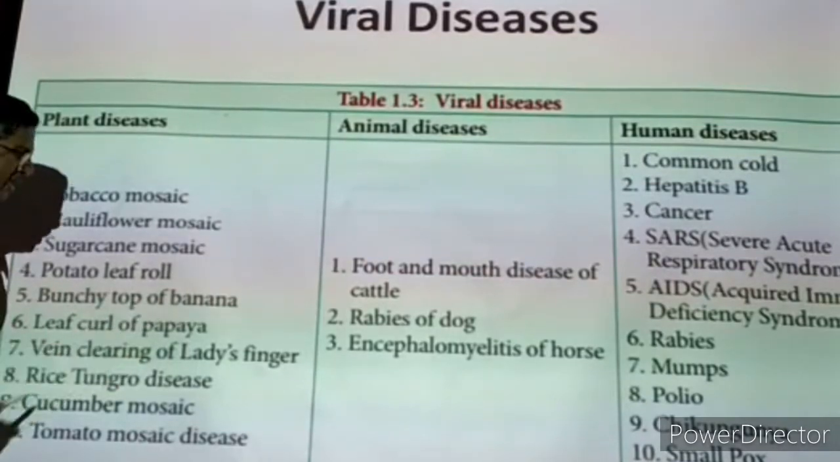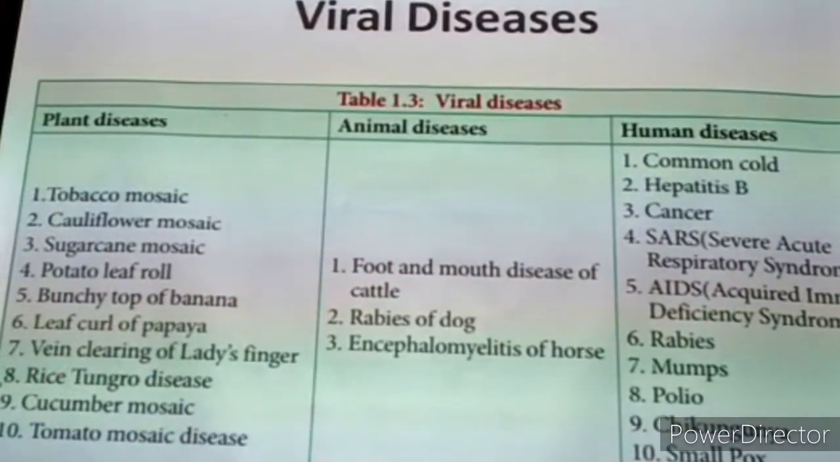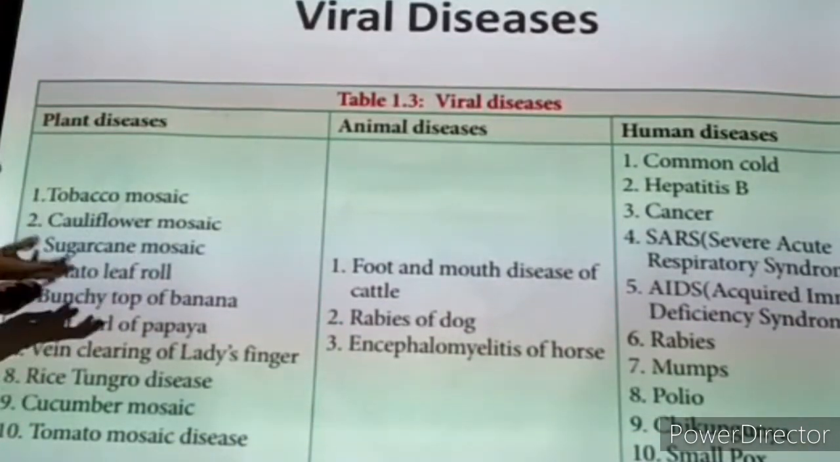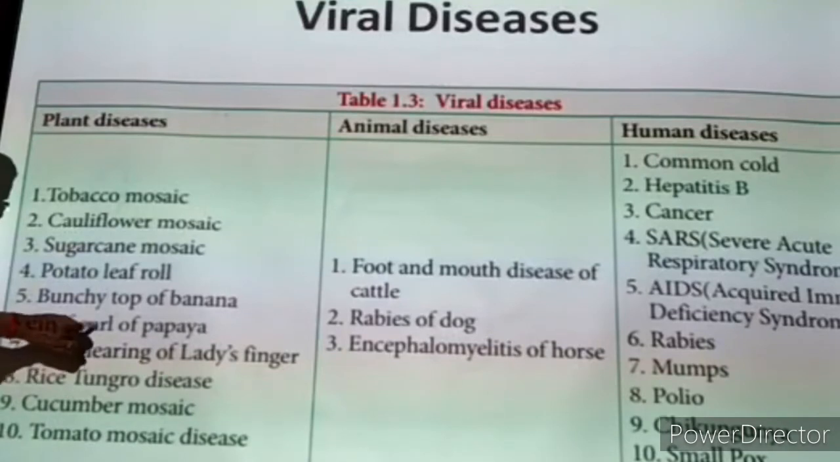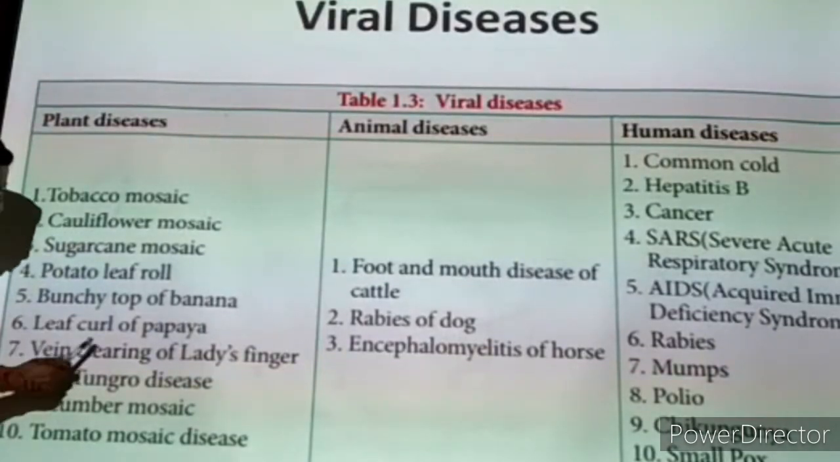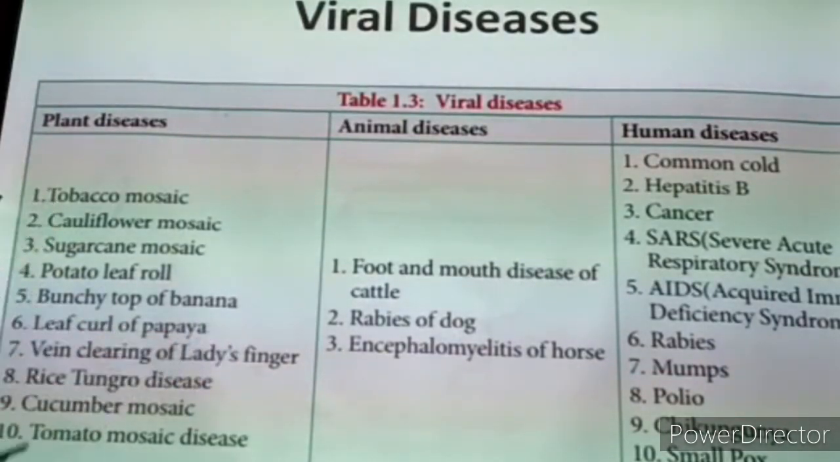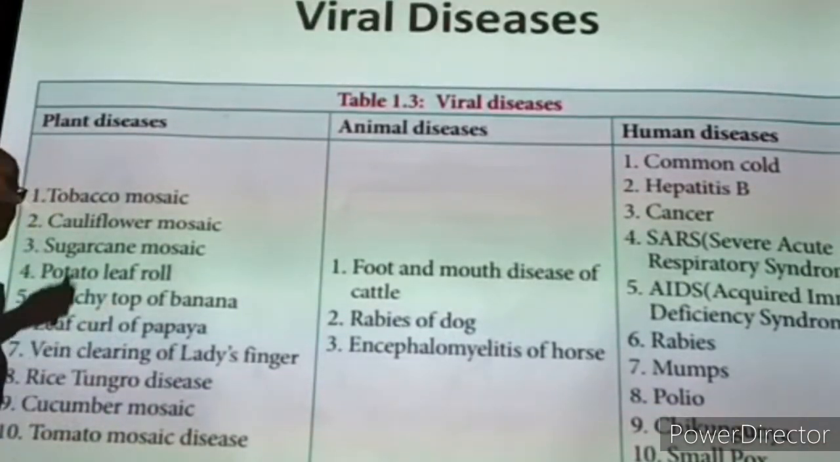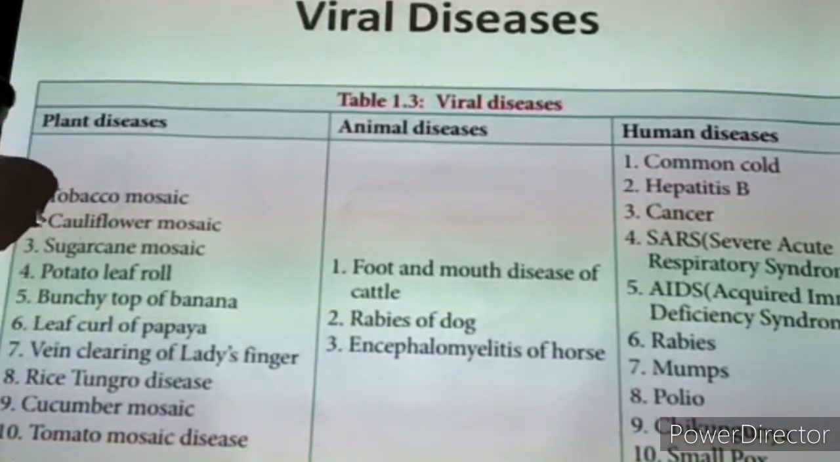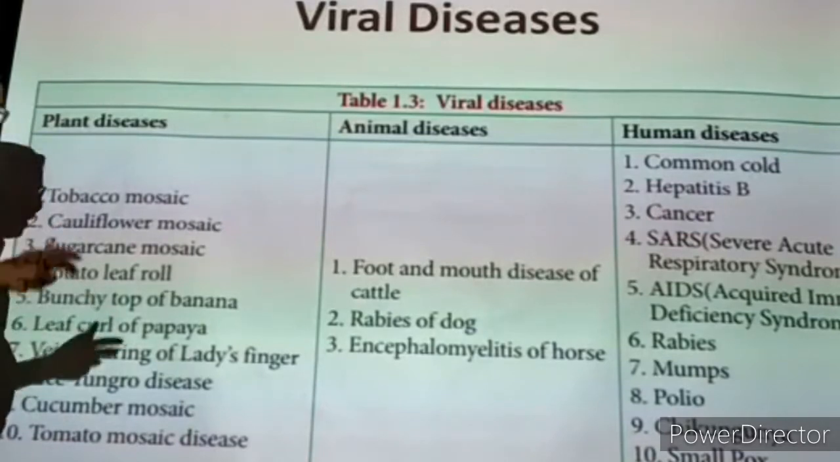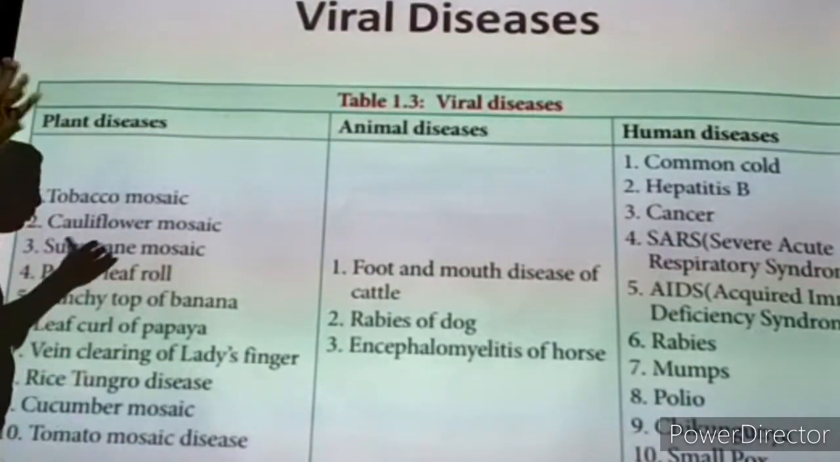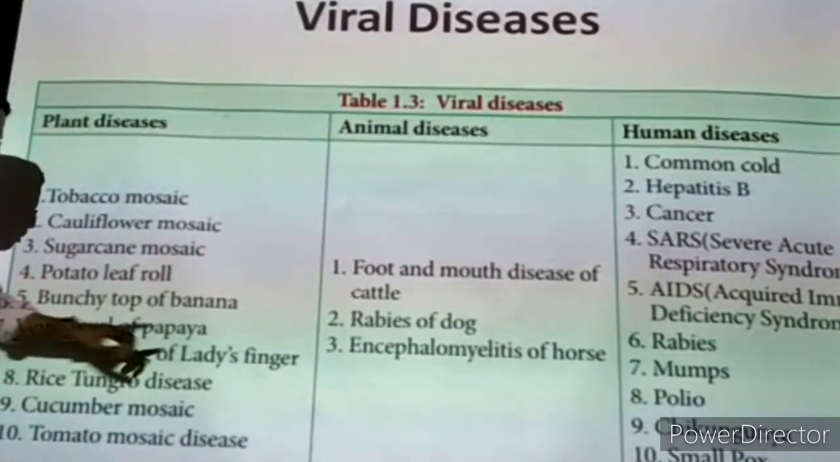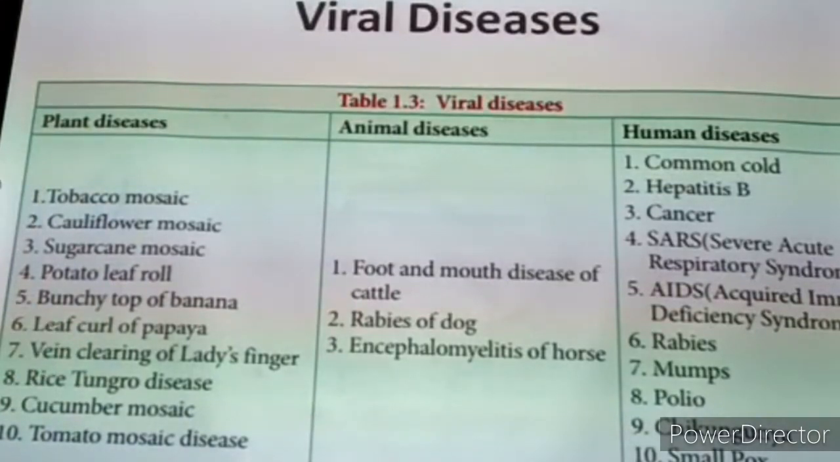Leaf curl of papaya. Curl means folding. Even though the papaya leaf is broad, the leaves will be completely curled, as a result of which food will not be produced. Vein clearing of lady's finger. Lady's finger is a vegetable plant. The leaves have veins, midrib, and side veins. But what will happen? Vein clearing. All the veins will be blocked by the viruses, so water cannot move and food cannot move, so a complete problem will be there. So the plant will die immediately.